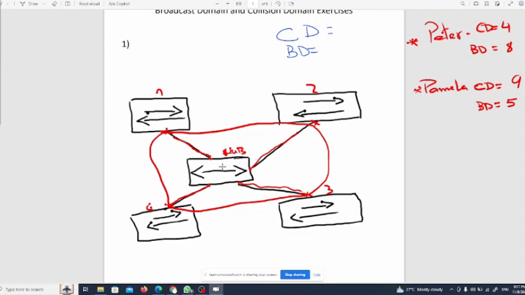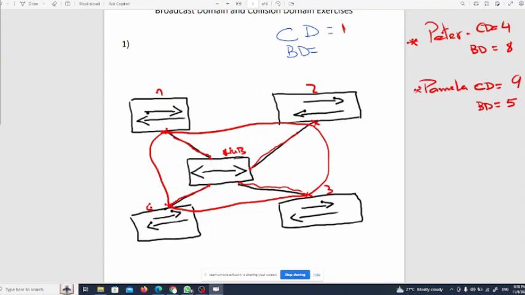I hope it is clear enough. So right now, if you have to count, we only have one collision domain here. Okay, so this is the collision domain.